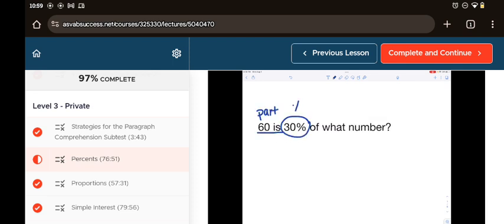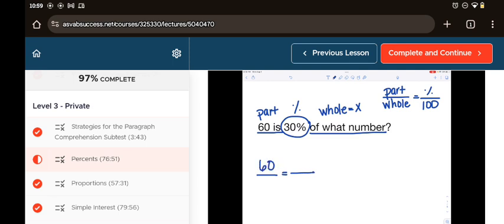30 has a percent, which means super easy, that one's the percent. Of what number? This would be the whole, but we don't know it, so it's going to be x. Now, let's plug this into our equation. Part over whole equals percent over 100. Let's plug that in over here. 60 is the part, 30% is the percent. I don't know the whole, so I call it an x, and 100 always goes down here.